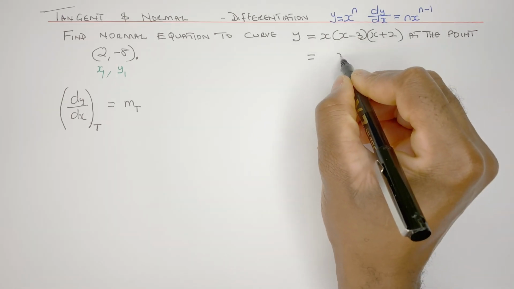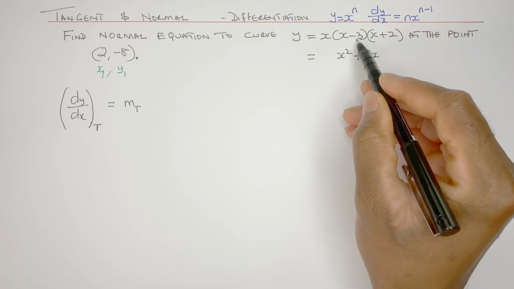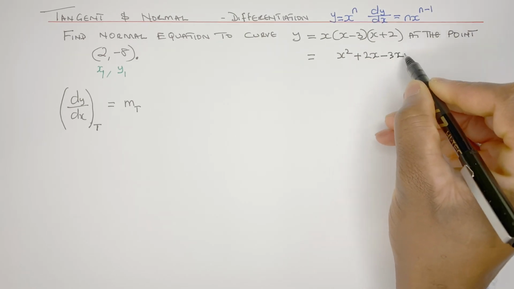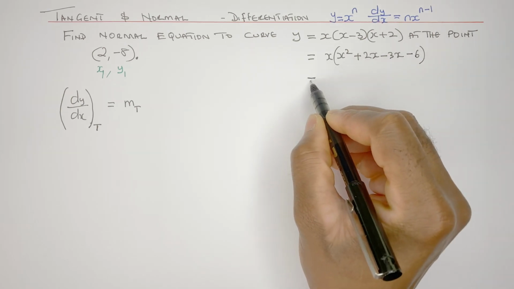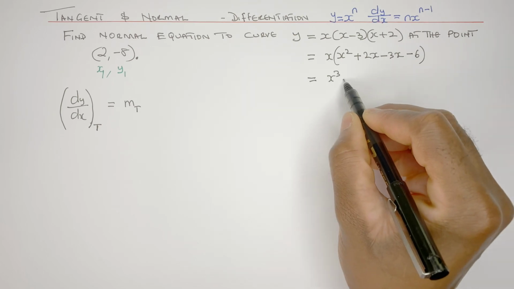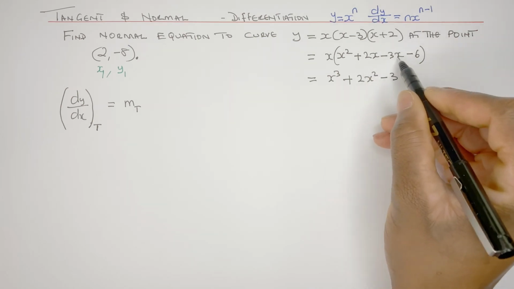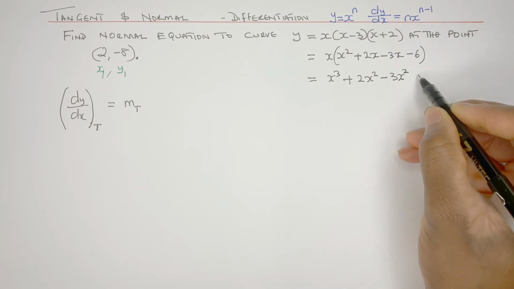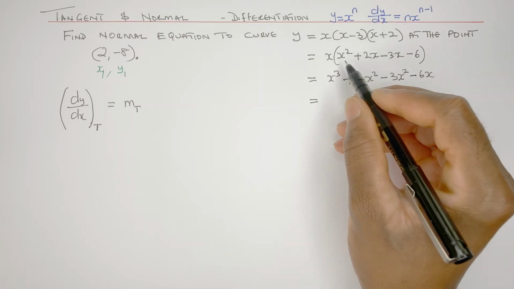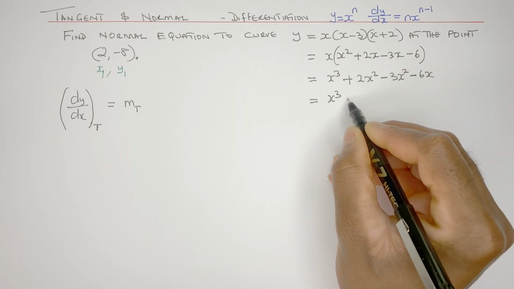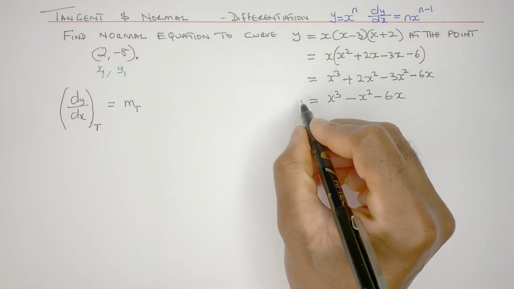x times x is x squared. x times 2 will be plus 2x, minus 3 times x is minus 3x, minus 3 times 2 is minus 6, all multiplied by x. So if I then multiply that out, I get x cubed plus 2x squared minus 3x squared minus 6x. So now you could have added together, that would be minus x, and then multiplied by x would be minus x squared. But in this case, it would be x cubed minus x squared minus 6x. So this is y.